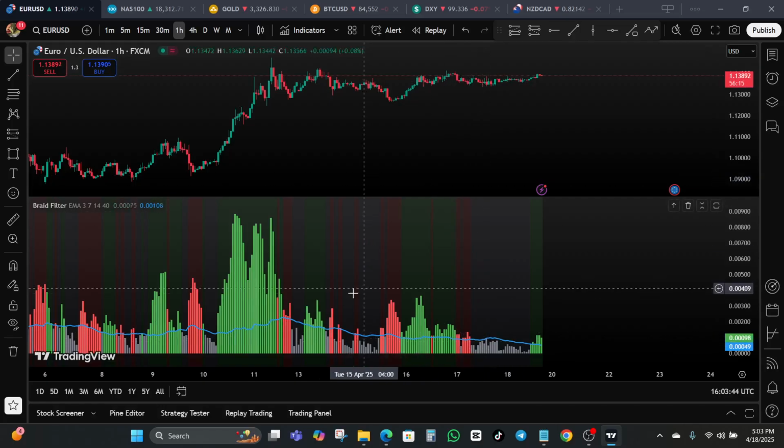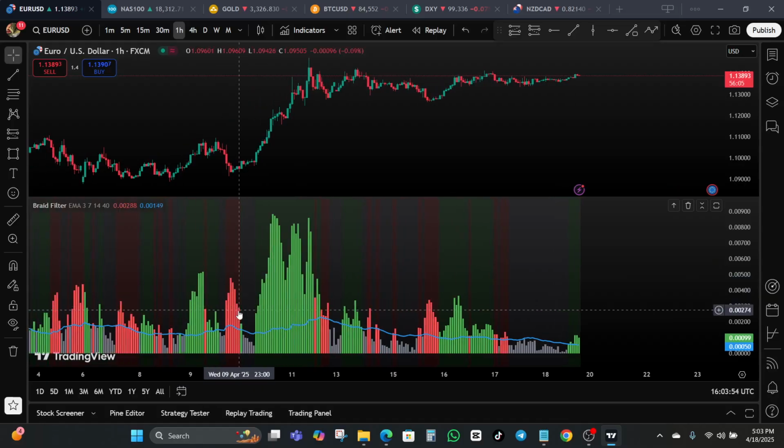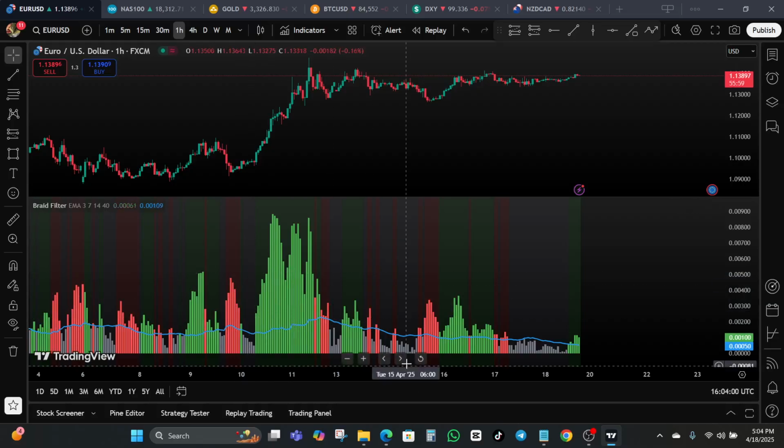So when the bars are green above the blue line, it's bullish momentum. The lengthier the bars, the stronger the momentum. When the bars are red, it's bearish momentum. The lengthier the bars, the stronger the momentum. While the bars are gray, just stay out of the market.